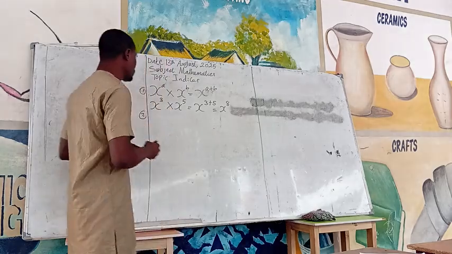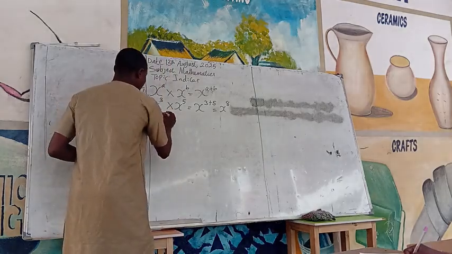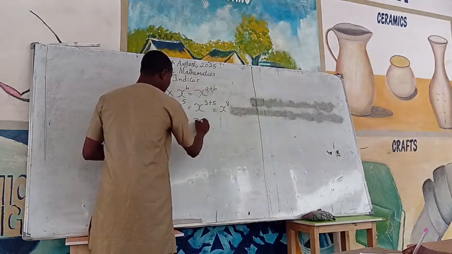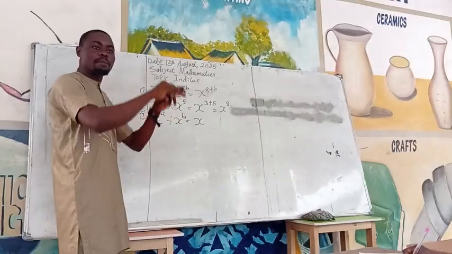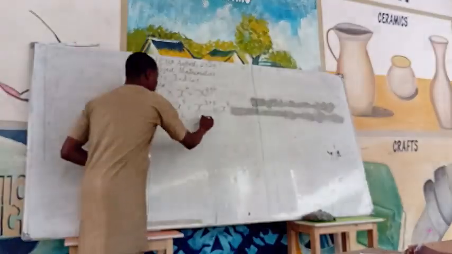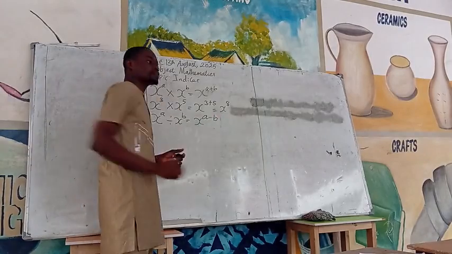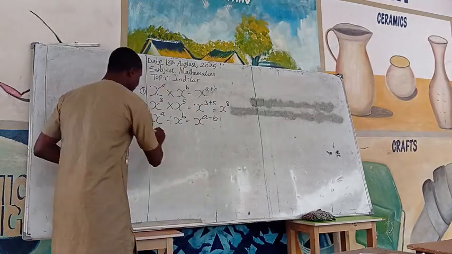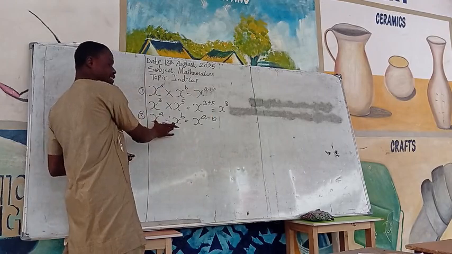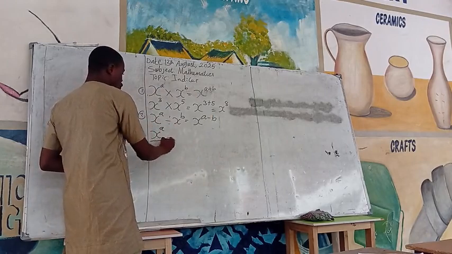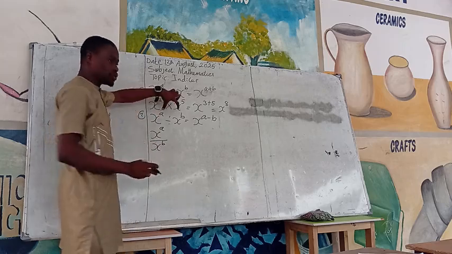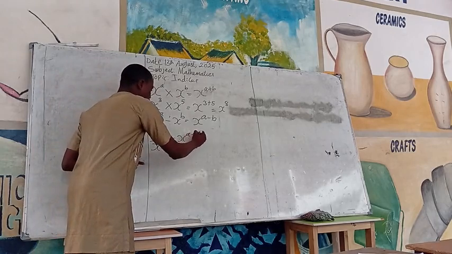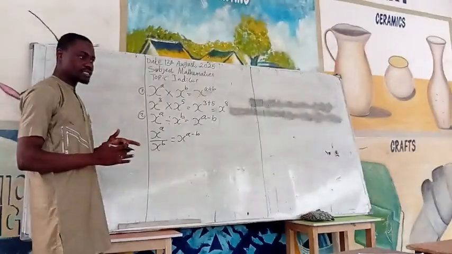The second law is the division law. Assuming you have x raised to power a divided by x raised to power b, since that is division, you have to subtract the power, which is a minus b. It's as easy as this. So this can be written as x raised to power a all over x raised to power b. It's still the same thing, x is common, a minus b. Hope you get it.